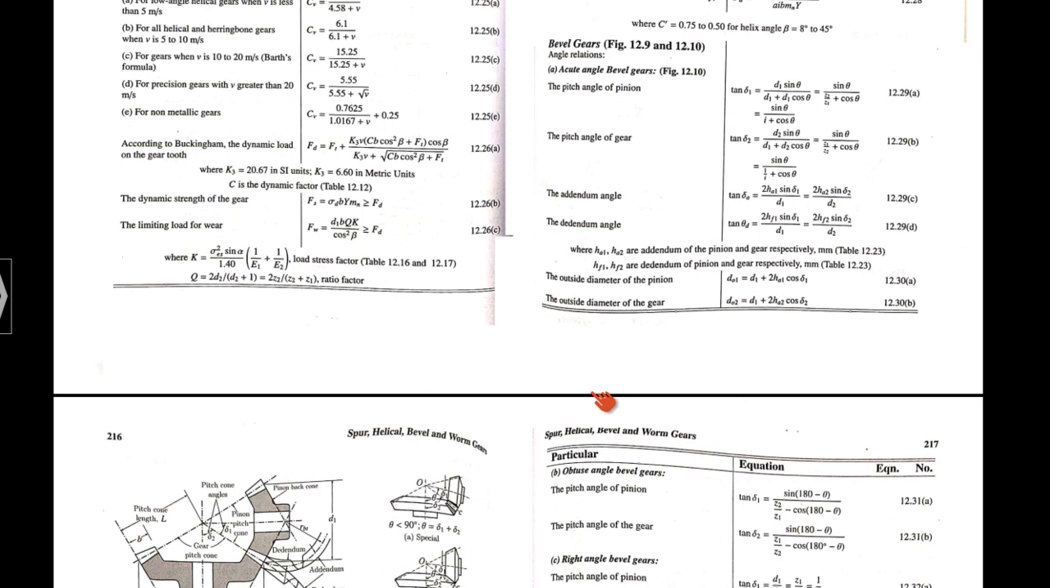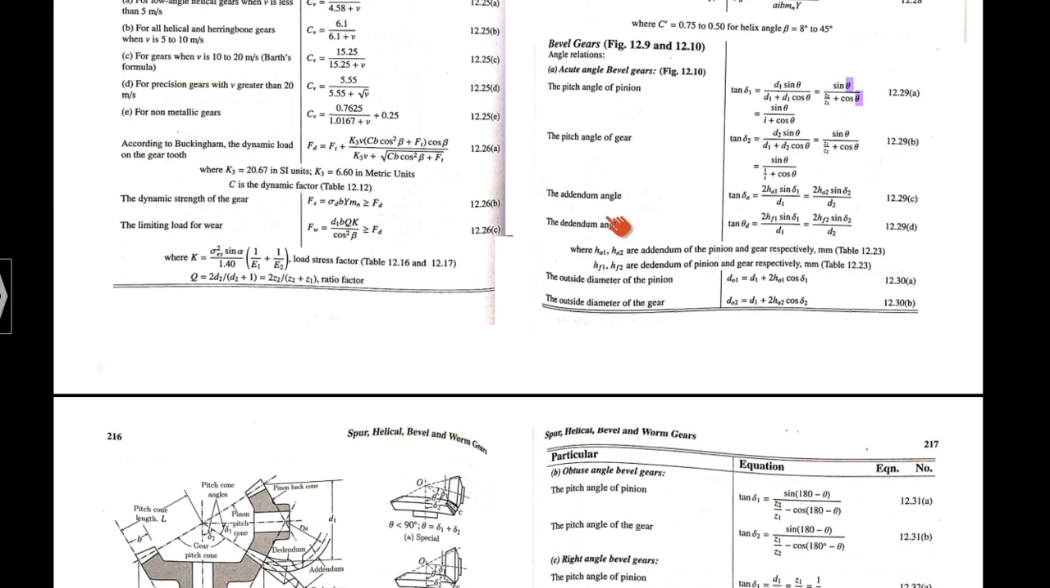If it is an acute angle bevel gear, delta 1 and delta 2 can be calculated using equations 12.29a and 12.29b. And you have a theta mentioned over here. What is this theta? Theta is nothing but the angle between the shafts. Suppose you have an acute angle bevel gear and the angle between the shafts is 60 degrees, then the value of theta has to be substituted as 60 degrees. And Z1 and Z2 are the actual number of teeth on the pinion and gear. It is not the formative number of teeth. It has to be the actual number of teeth.